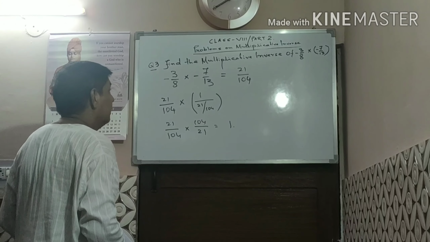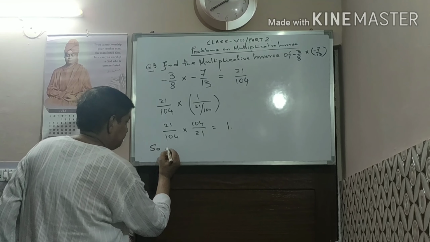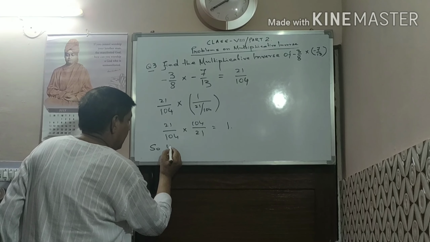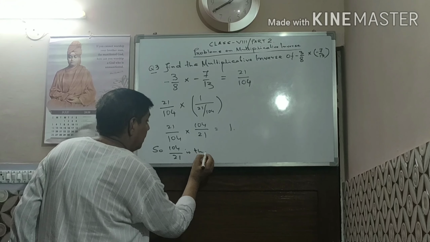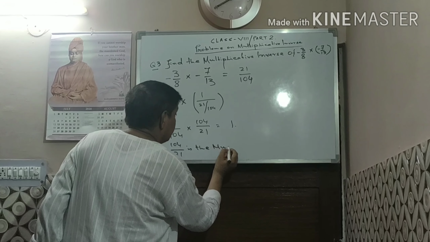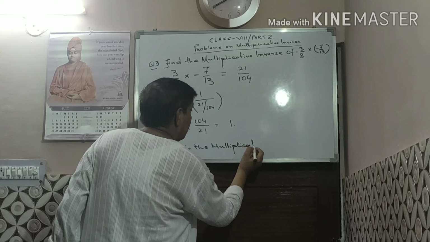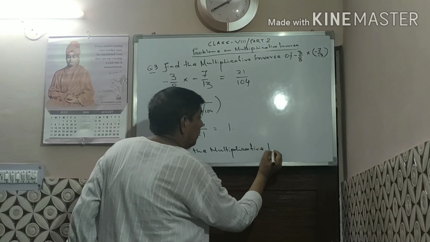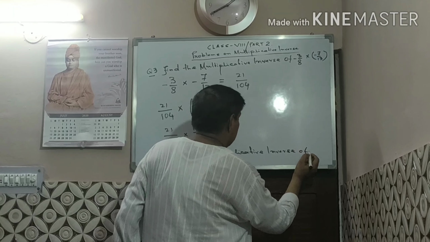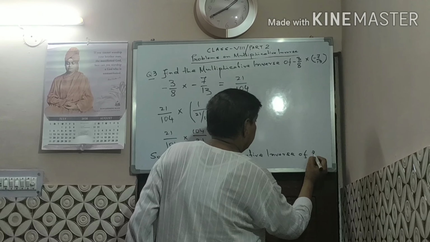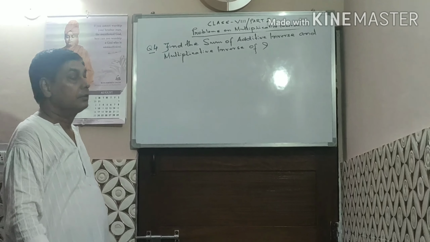So we can say that 104 by 21 is the multiplicative inverse of 21 by 104.